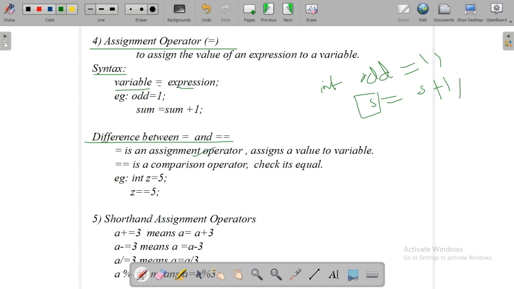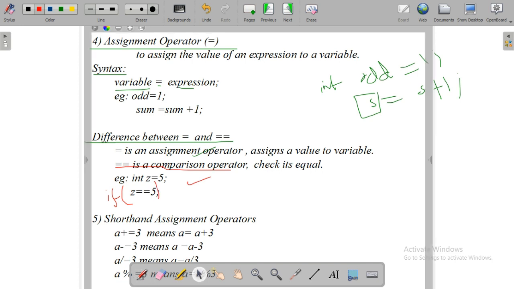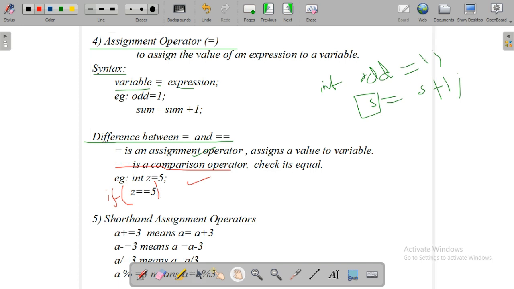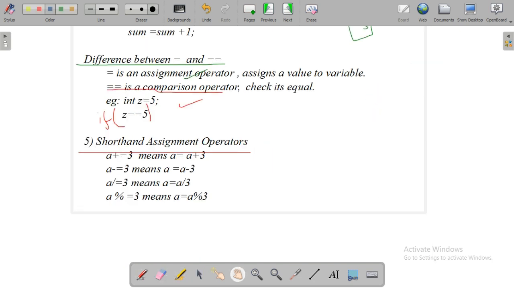All of you have to remember the main difference between single equal to and double equal to. Single equal to is an assignment operator. It assigns a value to the variable. But double equal to is a comparison operator. It checks whether values are equal or not. So here z equal to 5, and we can check like if z double equal to 5, that means it will give a particular value. In this, there is no semicolon in such conditions.